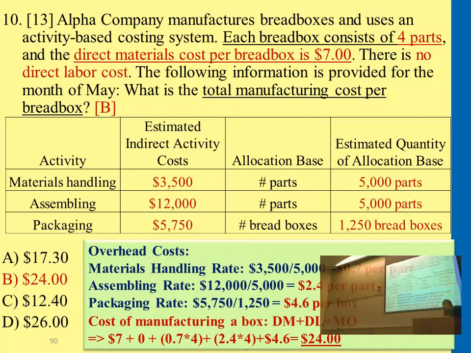Okay, is this clear or still confused? I notice a lot of you missed this question, so this one is important. It really tests you on whether you understand how to calculate the rates, how to pull them all together to calculate 1 unit cost for each product. Okay, good to move on.